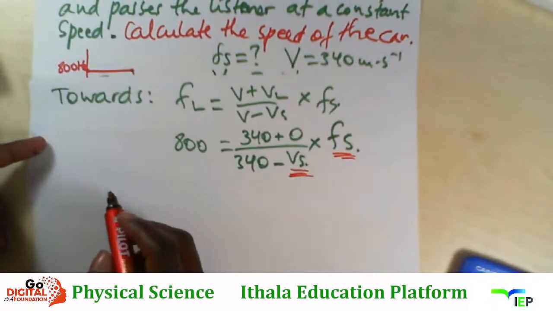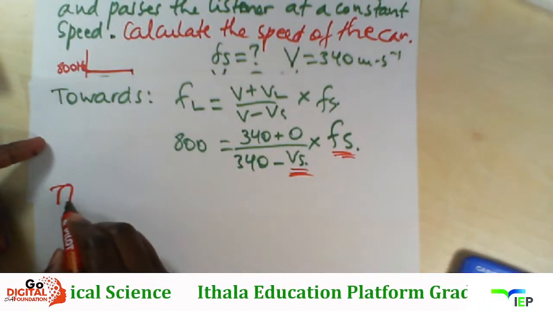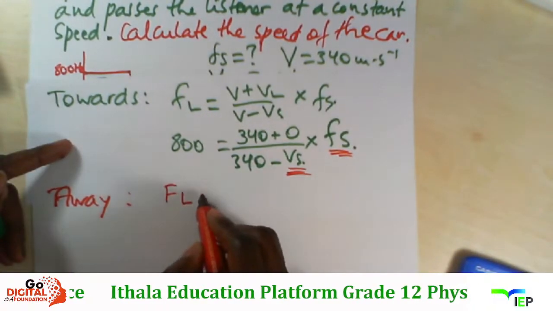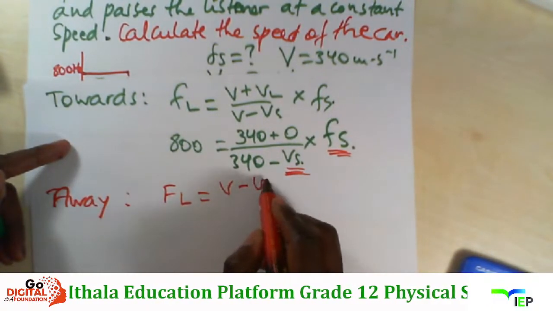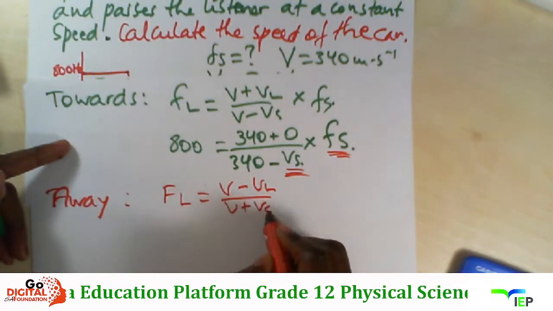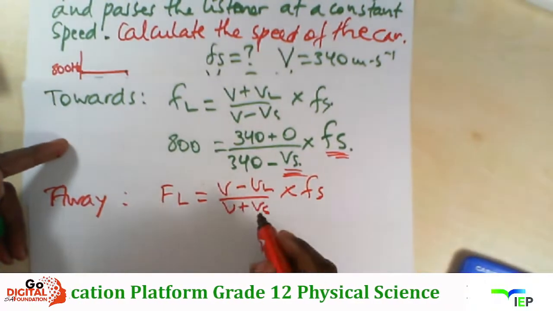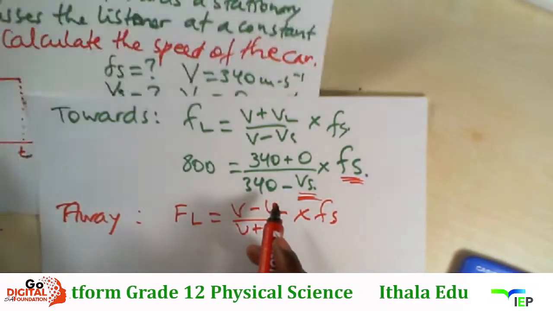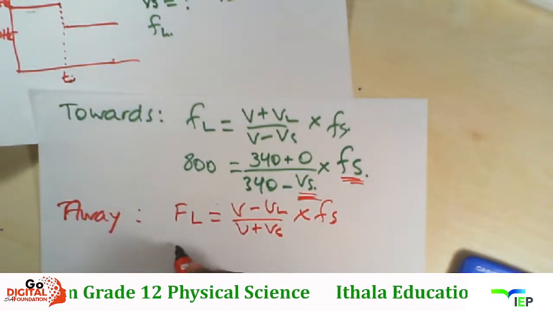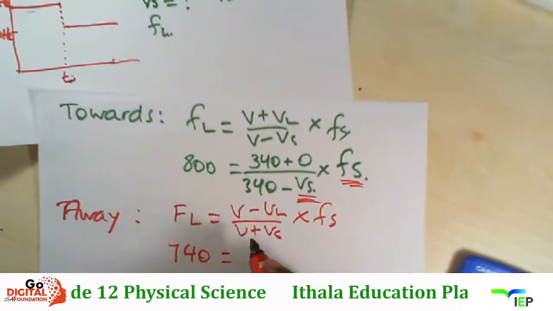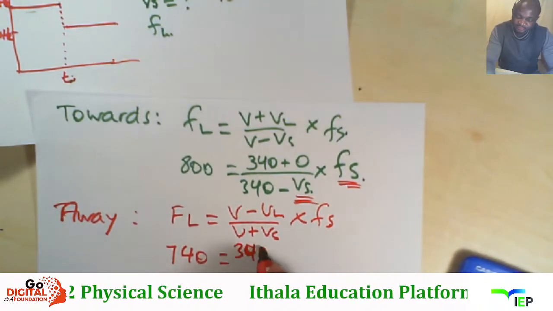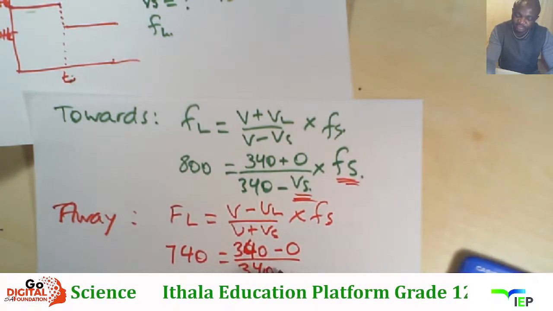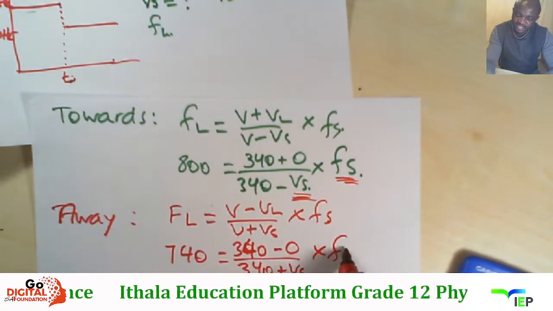Then when it's moving away, we have FL equal to (V minus VL) over (V plus Vs) times Fs. Let's do the substitution. By the time it moves away, the frequency was 740. So 740 will be 340 minus 0 over 340 plus Vs, times Fs.